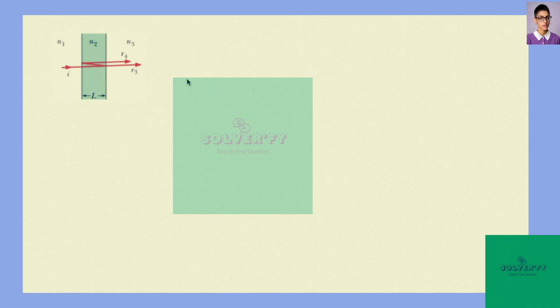So what we're given are the indices of refraction, which are N1 is equal to 1.68, N2 is equal to 1.59, and N3 is equal to 1.5. We're also told that the thickness of this middle layer, L, is 415 nanometers.